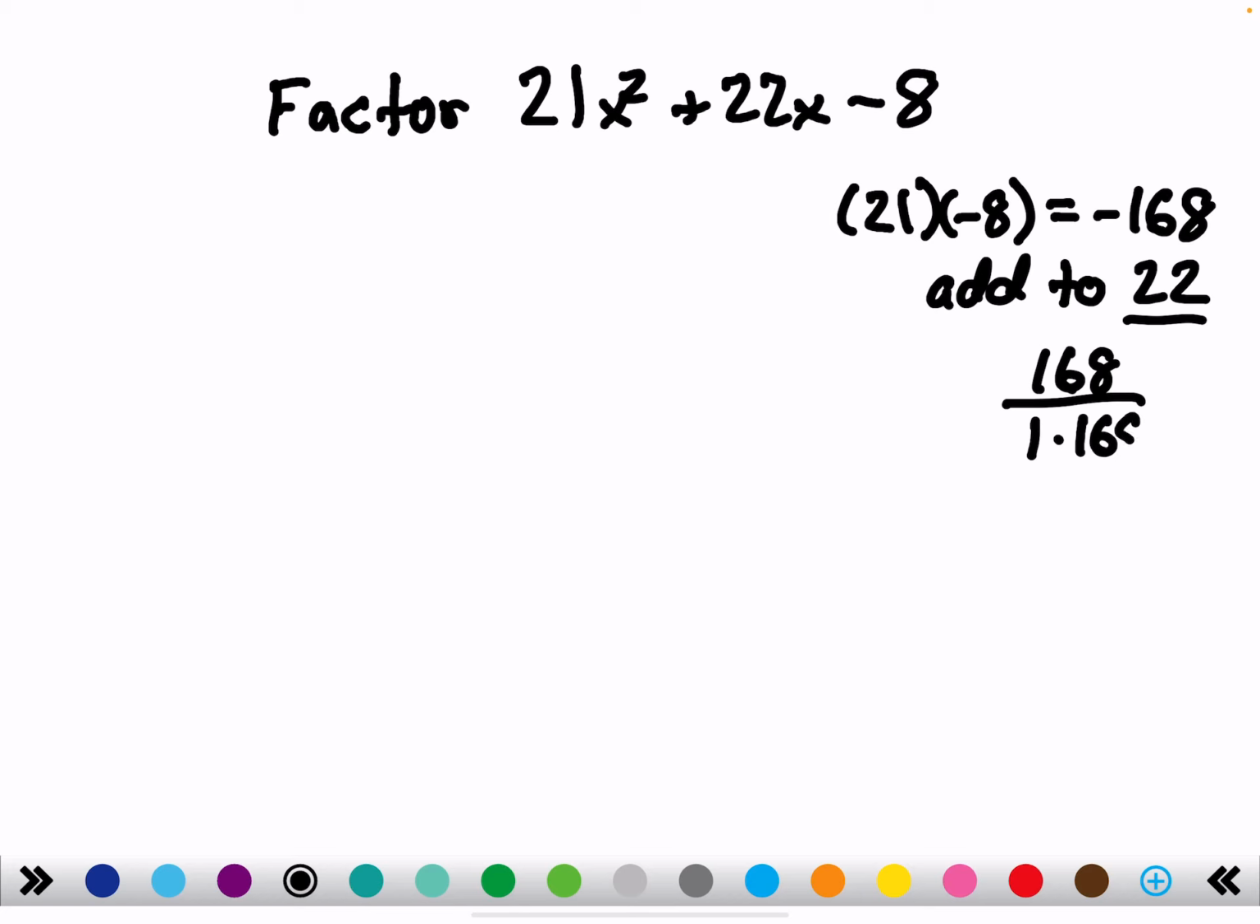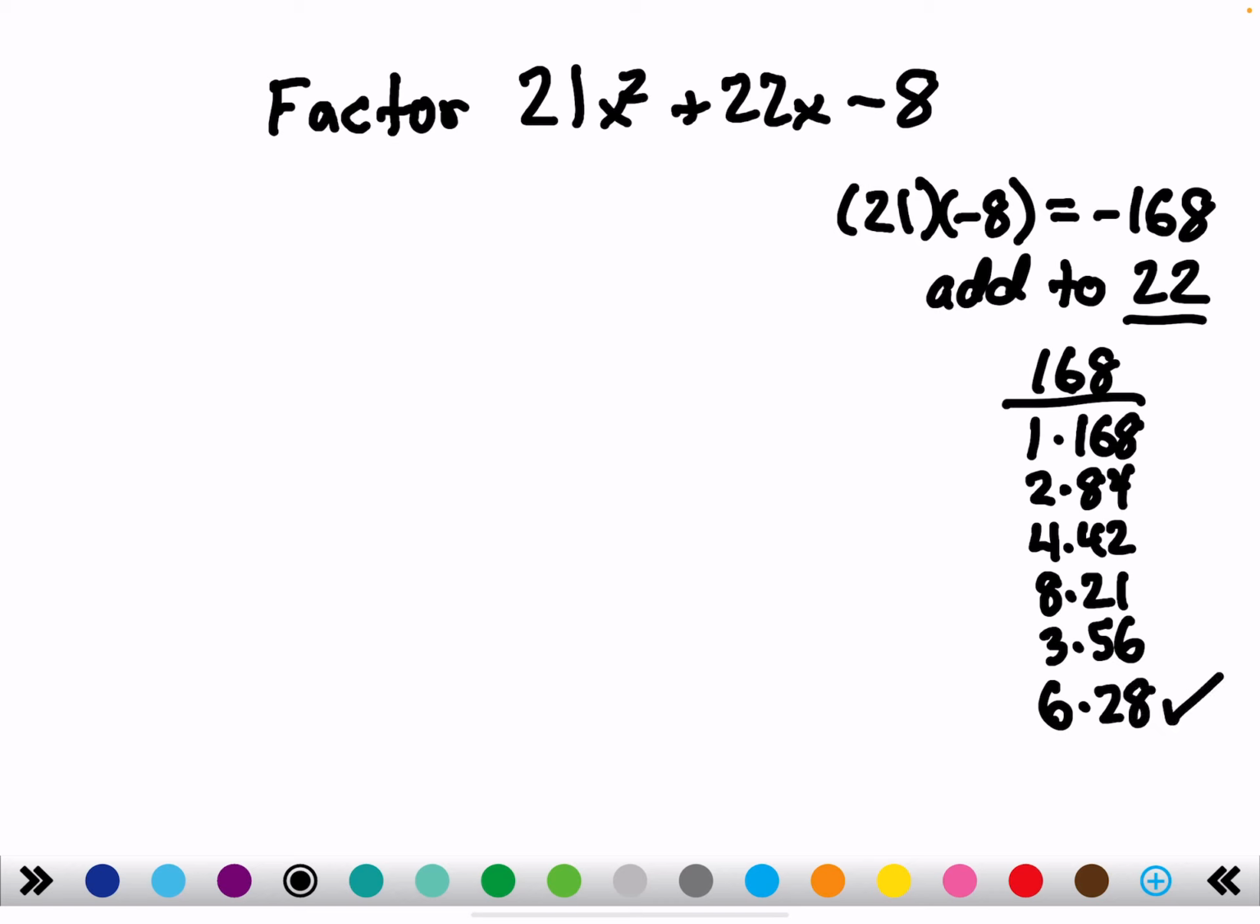1 and 168, too big. 2 and 84, too much difference. 4 and 42, still too big. 8 and 21. That's not what we want. 3 and 56. Nope. How about 6 times 28?